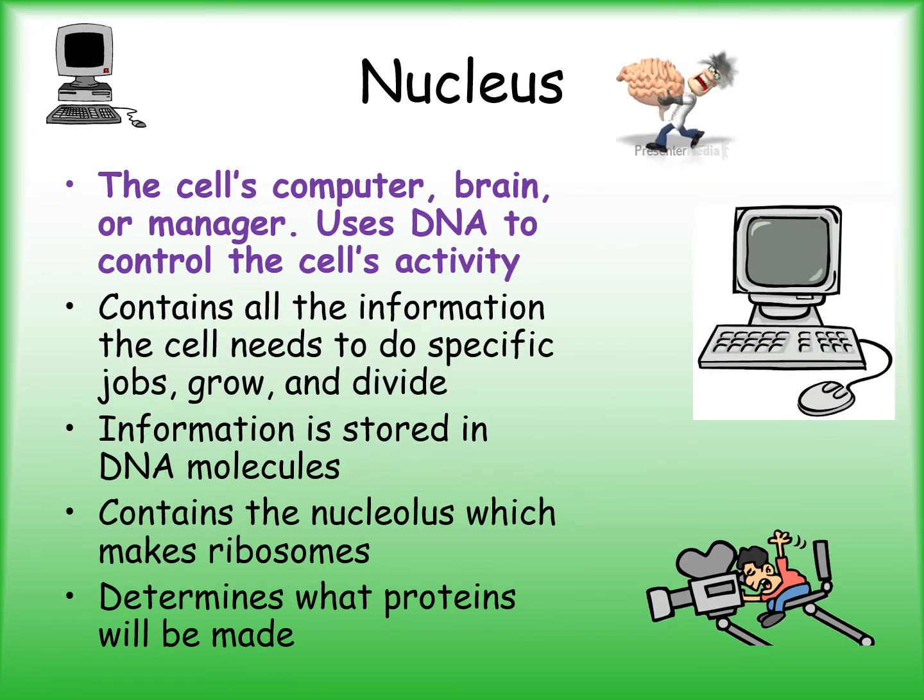The nucleus is like the cell's brain. It uses DNA to control the cell's activity. It contains all of the information the cell needs to do specific jobs, grow, and divide. The information is stored in DNA molecules here, and it contains the nucleolus, which makes ribosomes. It also determines what proteins will be made.